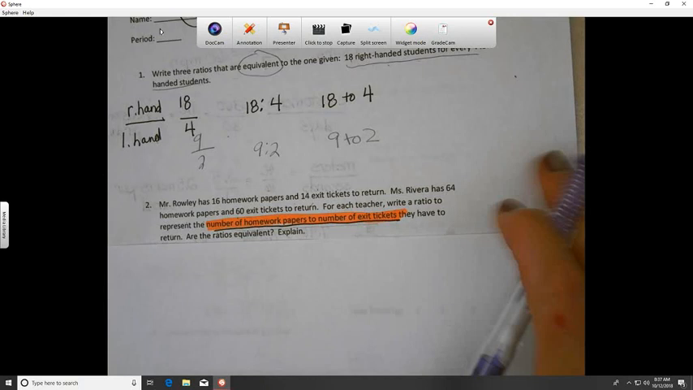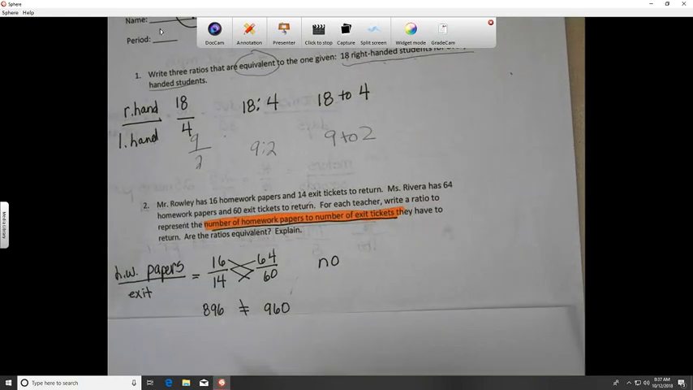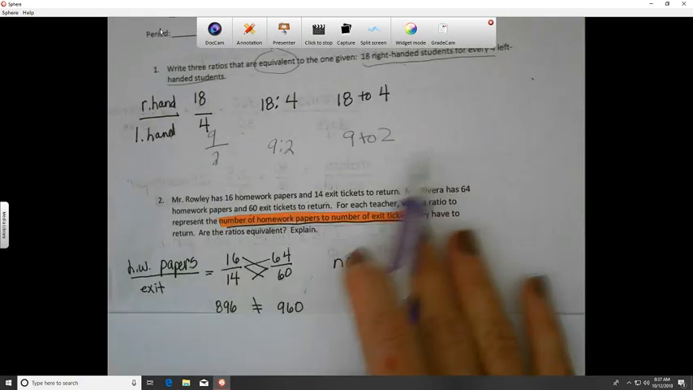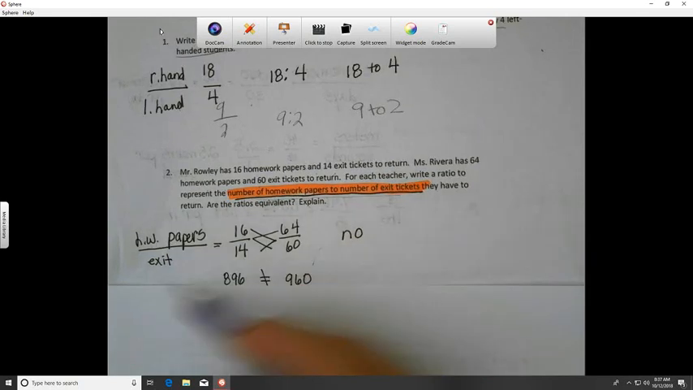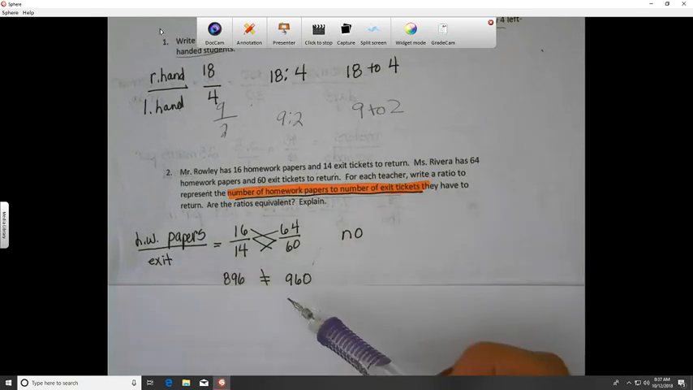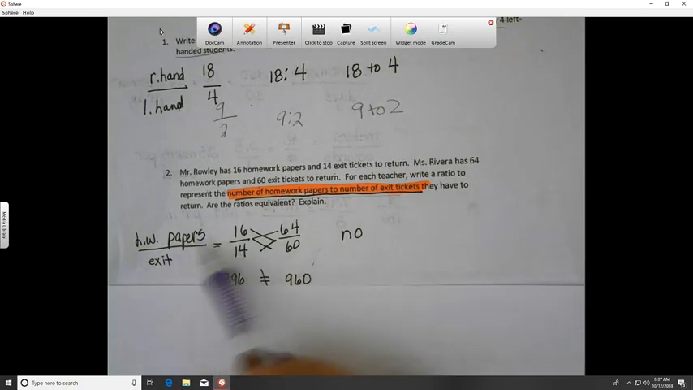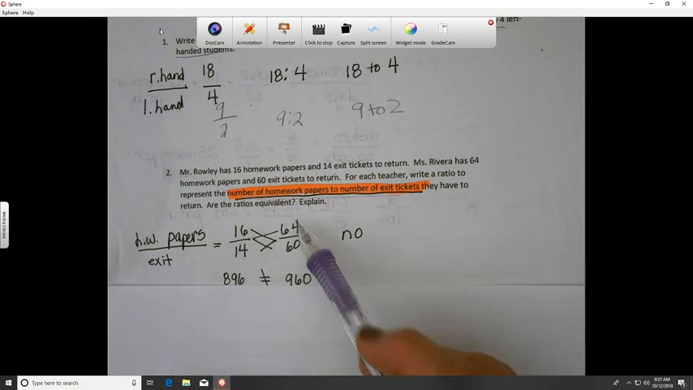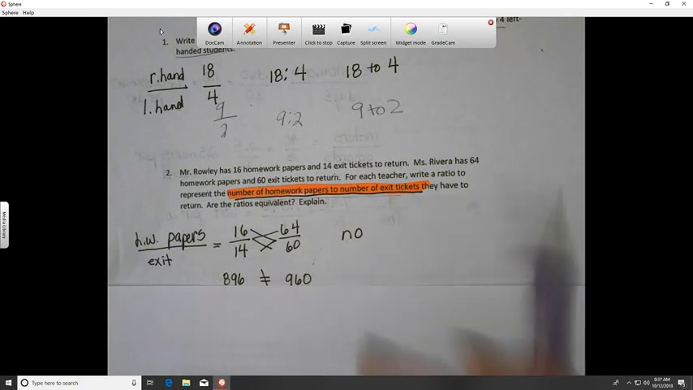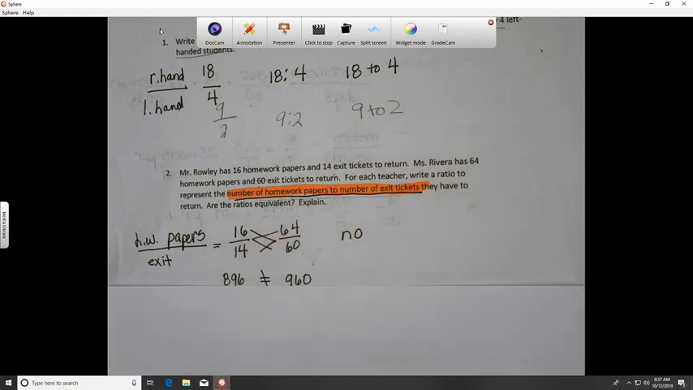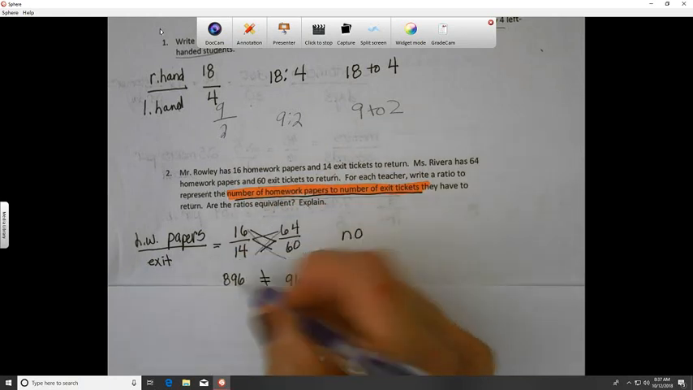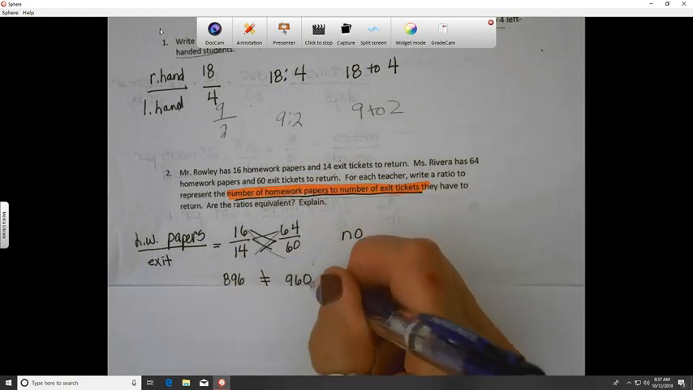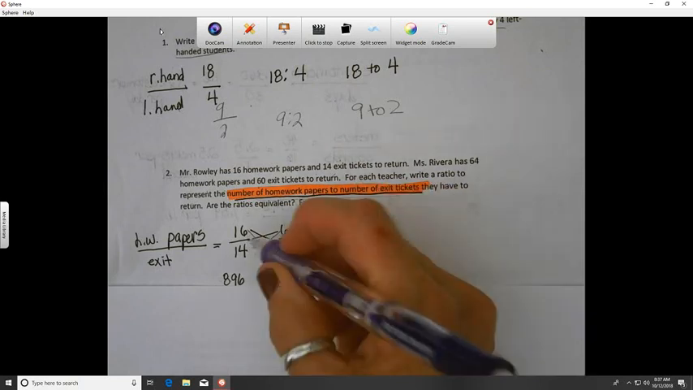So if you remember yesterday, we talked about writing a map with words. It's really just a guide to help you know how to get started. And I wrote 16 to 14, 64 to 60. Now, there's 2 ways to do this. You can cross multiply and see if you get the same answer, or you can simplify.